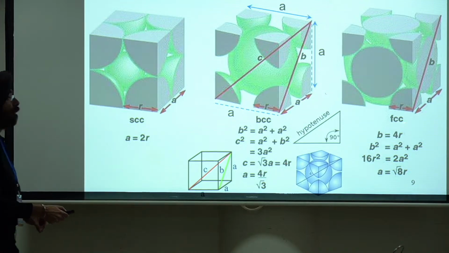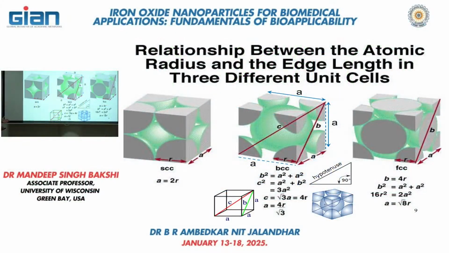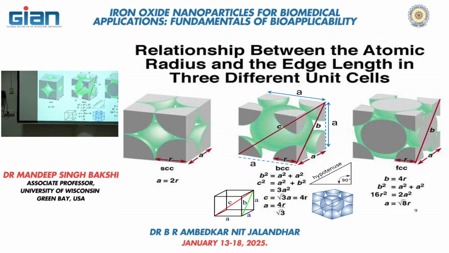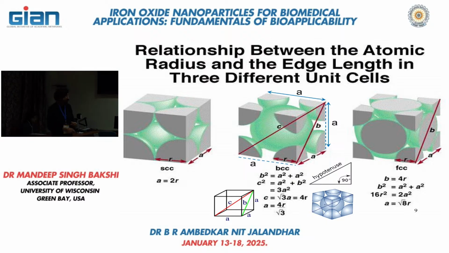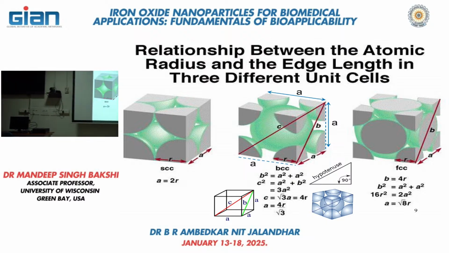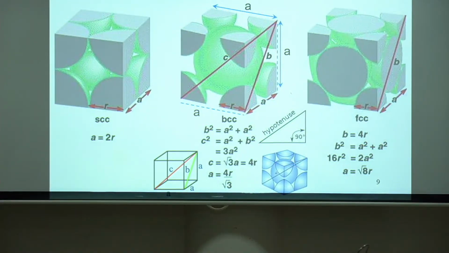Likewise, you can do it by drawing the triangle over here. So these are the relationships between the edge length and the radius. I mean to say that if you know the crystal structure of the unit cell of a crystalline solid, and if you know the radius of the atom, plug the value of the radius of the atom over here, that way you can calculate the edge length. You can say that the unit cell edge length is this one. Likewise, the unit cell edge length for BCC you can calculate like this.